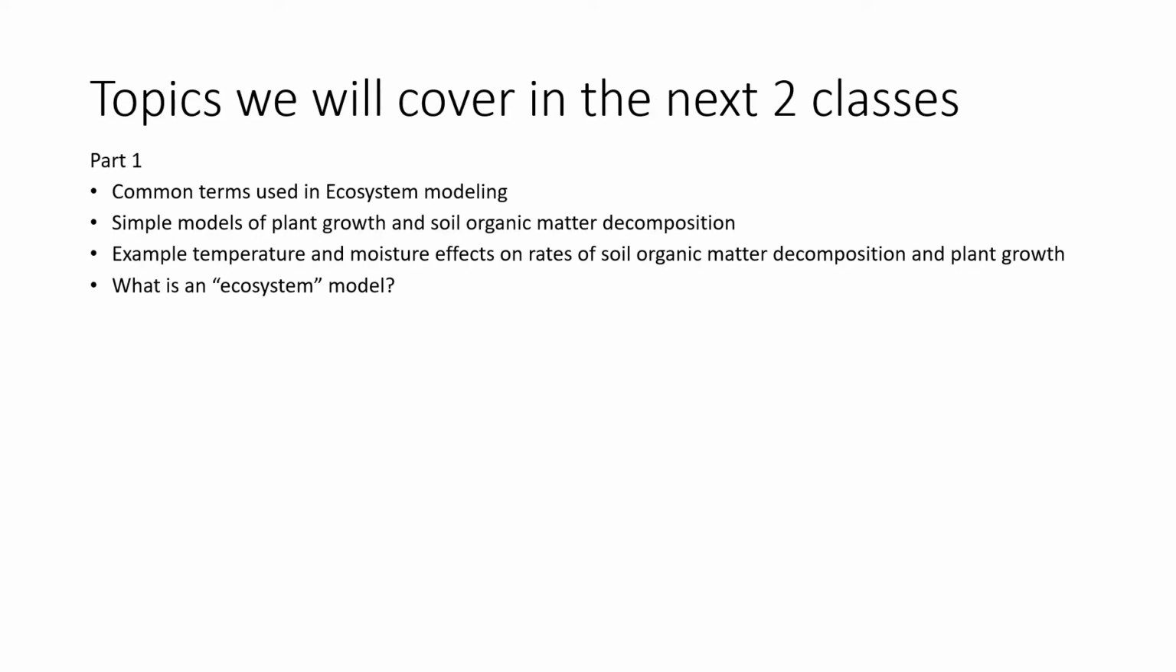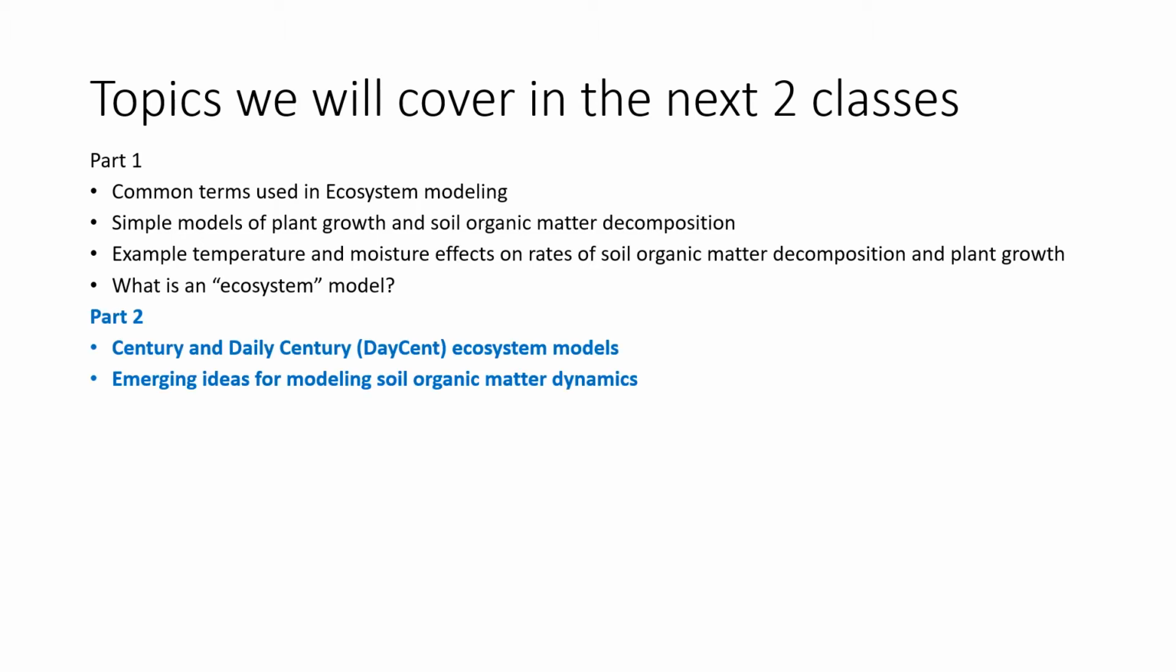In part 1, we looked at some common terms in ecosystem modeling and some simple box and arrow diagrams of models. In part 2, we're going to focus a lot more on the Century and the DayCent ecosystem models. And also we'll discuss a little bit about some other types of soil organic matter models that are being currently developed.